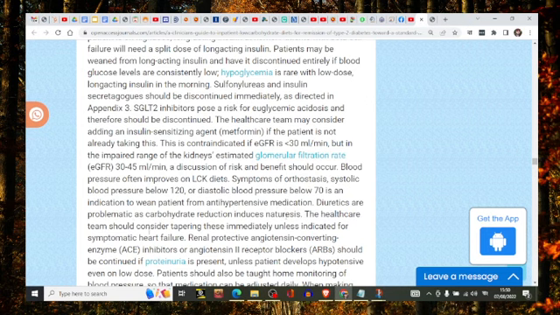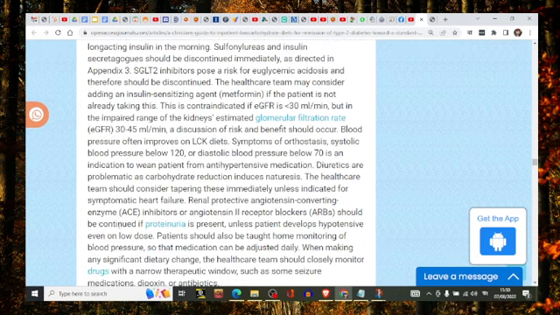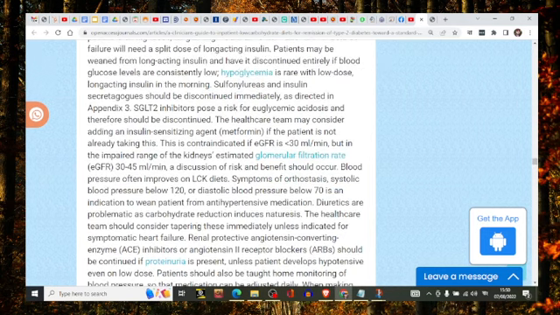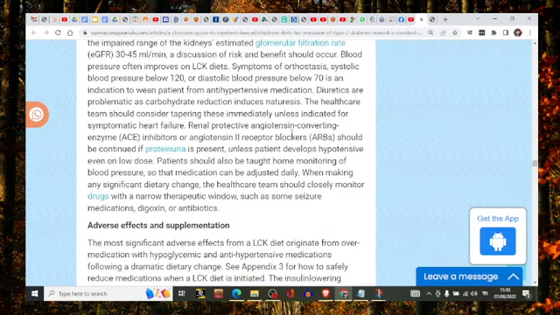The healthcare team should consider tapering these immediately unless indicated for symptomatic heart failure. Renal protective angiotensin converting enzyme, or ACE inhibitors, or angiotensin 2 receptor blockers, ARBs, should be continued if proteinuria is present, unless the patient develops hypotension even on low dose.